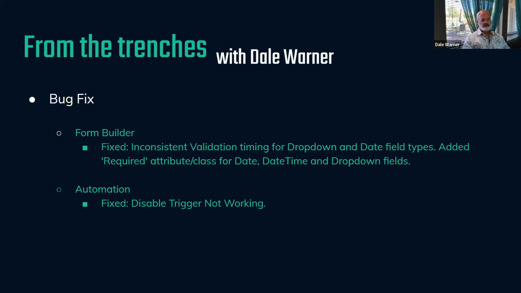And so we've made a change to try to make them all show up as required at the same time. We had another issue reported by a user in our automation section. You have triggers that start off jobs, and there was not the ability to disable a trigger. It's there visually, but it wasn't actually disabling the trigger. So that was a fix, an oversight that we got corrected.